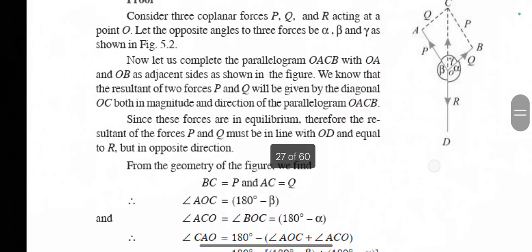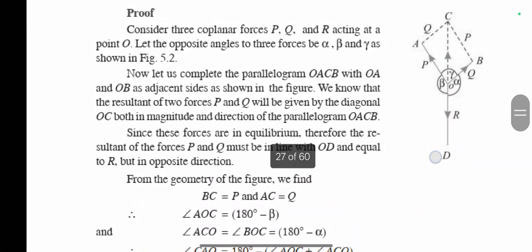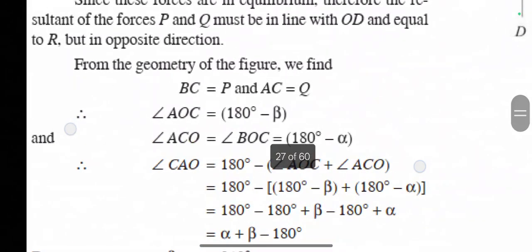Let us say P is going in one direction and Q is going in another direction. The angle between them is definitely gamma. Let us find out the angle AOC. So AOC is 180 minus beta. Here, see, angle AOC is 180 minus beta.